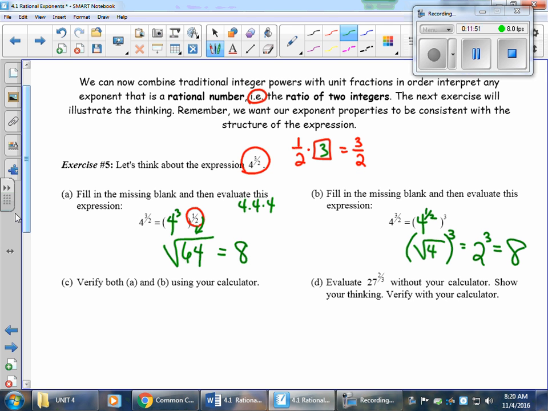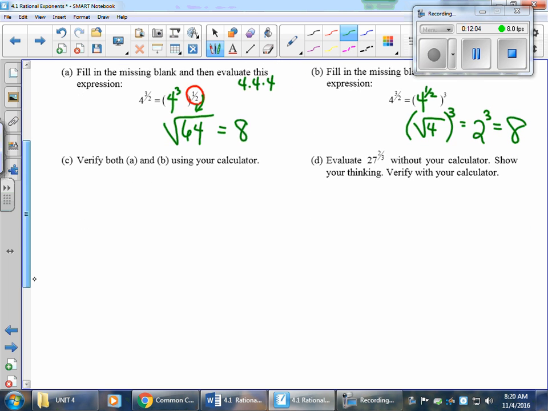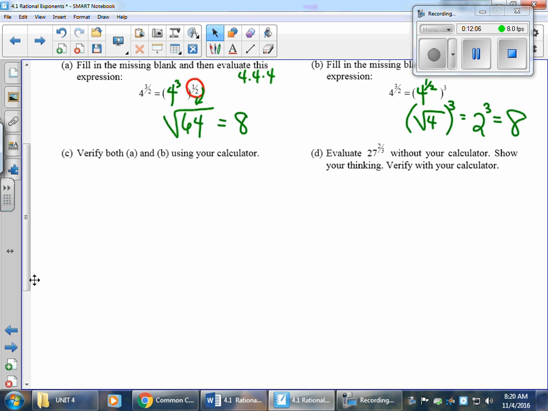Okay, it says verify both using a calculator. If you're at home, you probably can't do that, so you can try and do that in class. So D says evaluate 27 to the 2/3 without your calculator. Again, your calculator will do this, but so many times we're going to be working with variables that we're not going to depend on that calculator. So let's do 27 to the 2/3.